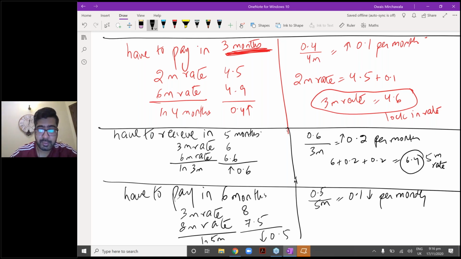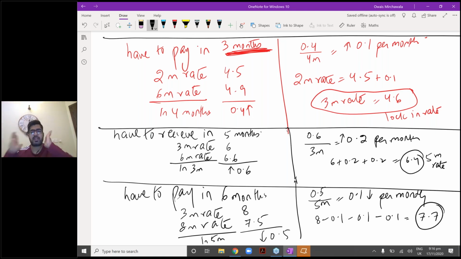You need a 6-month rate. Take the 3-month rate 8. It's decreasing by 0.1 every month. So if you decrease it by 0.1, it will become 4 months, from 3 to 4, one time. Further decrease by 0.1, it will reach 5 months, and further decrease by 0.1, 6 months. If you decrease 3 times by 0.1 each month, it will go to the 6-month rate. So the 6-month rate will be 7.7. You can also do 8 minus 0.1 into 3 directly, but that's what lock-in rate is. Okay. Any questions with respect to lock-in rate?